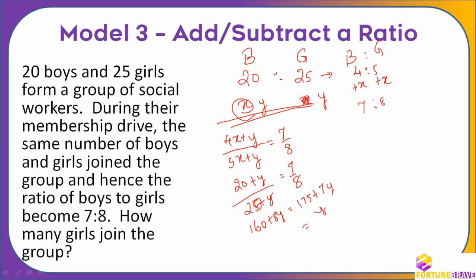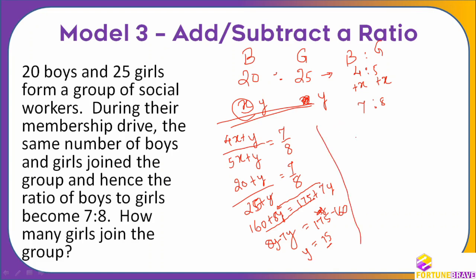You have to understand it, I'll do it slowly. 8y minus 7y, because I'm bringing this 7y this side and sending this 160 that side. So it will be 175 minus 160. Therefore 8y minus 7y is equal to y, and 175 minus 160 is equal to 15. So y is equal to 15. Each one, y people joined. This is how you could have done it.